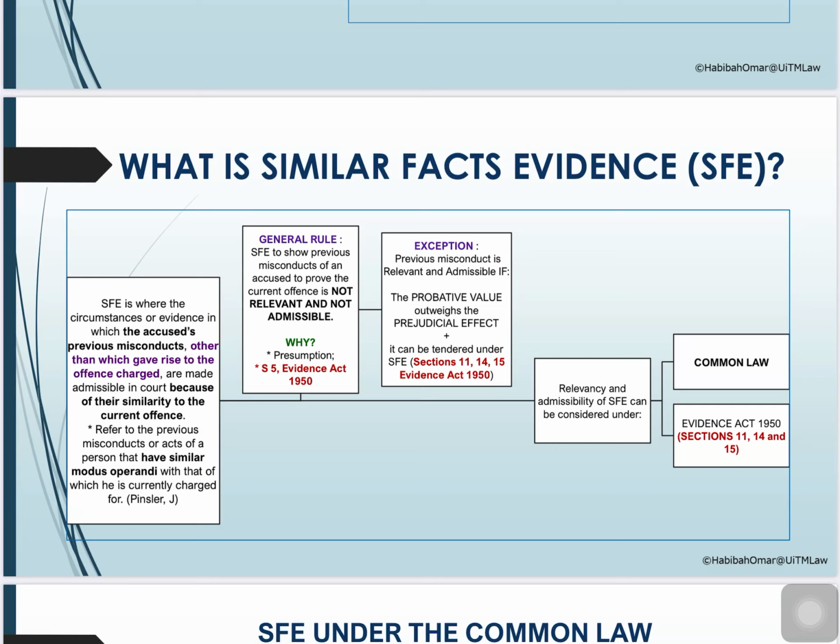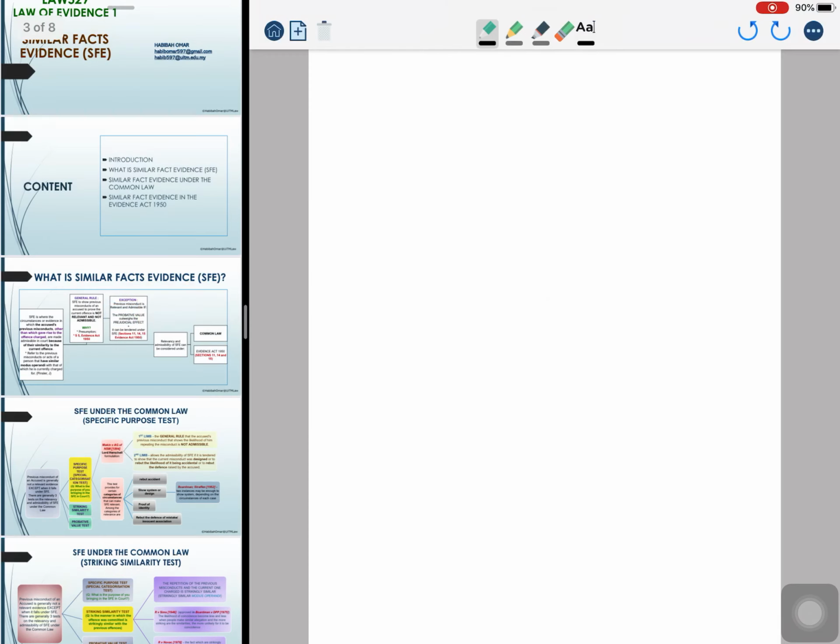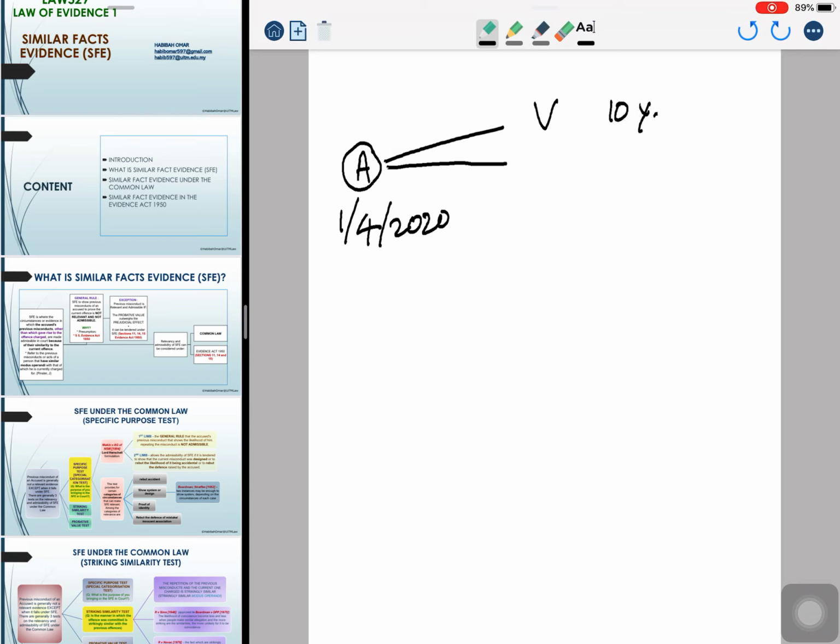Okay? Now let's look at some illustrations to reflect similar facts evidence. When you talk about similar facts evidence, say you have A here. A committed assault on the victim V. This particular assault happened on the 1st of April 2020. Now, the modus operandi in which this particular accused person commits a crime is that the accused person approached the victim. Say the victim here is a 10-year-old boy.